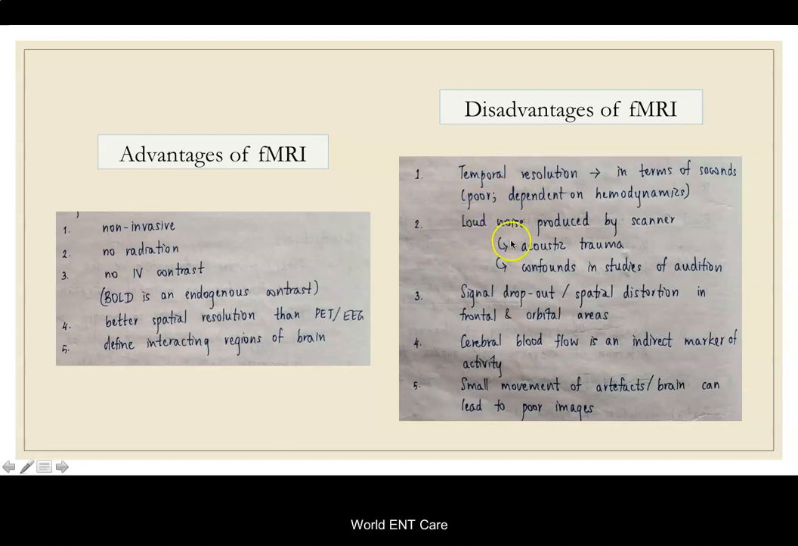Second, the main important problem that is produced by fMRI is the loud sound produced by the scanner. This can cause acoustic trauma. This can confound studies of audition. Also, when you check frontal and orbital areas, there is significant signal dropout or spatial distortion. Also, the cerebral blood flow is an indirect measure of activity. Small movement artifacts or brain movement can lead to poor images in fMRI.